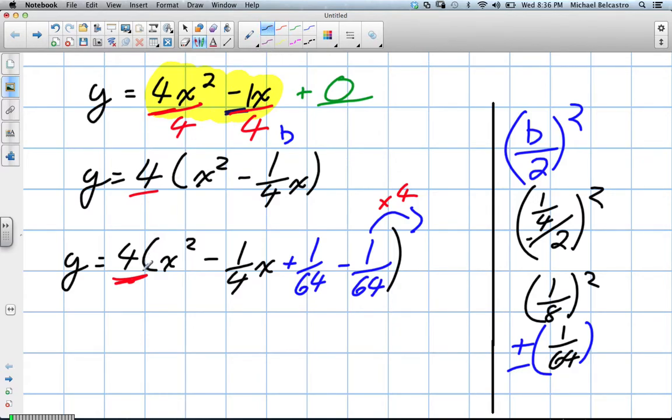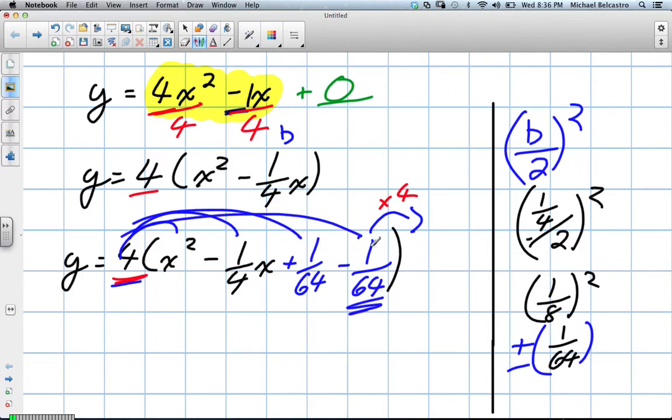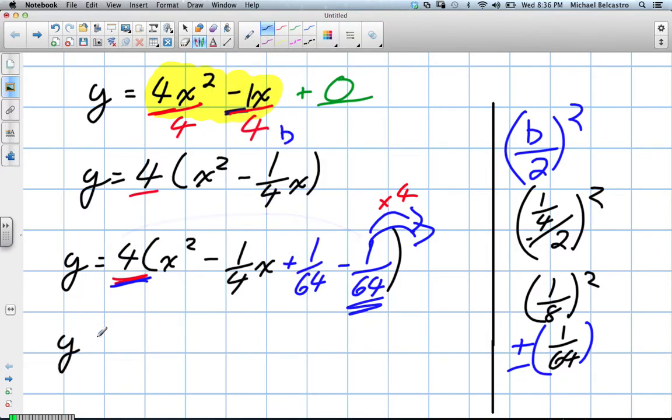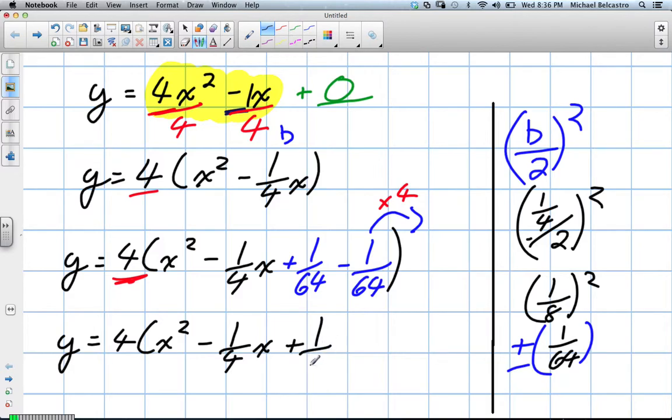Think of the distributive property, right? This 4 technically needs to be distributed to every term inside the brackets. So if I take one out to the outside, I need to make sure it gets that multiplication. So this now becomes y is equal to 4x squared minus 1/4 x plus 1 over 64. Now 4 times negative 1 over 64 is negative 4 over 64. Does that make sense? Yeah, negative 4 over 64.